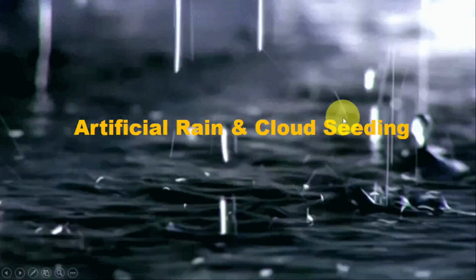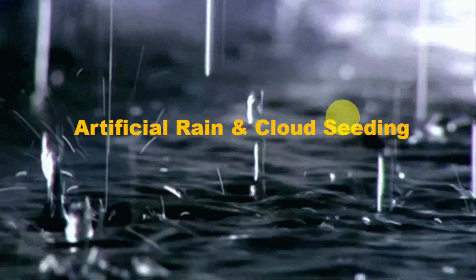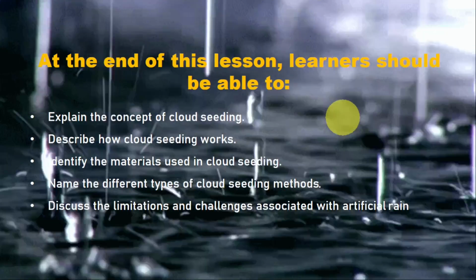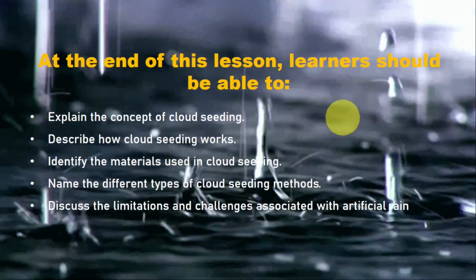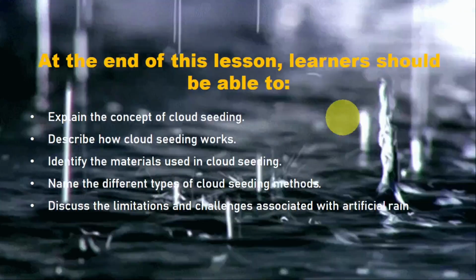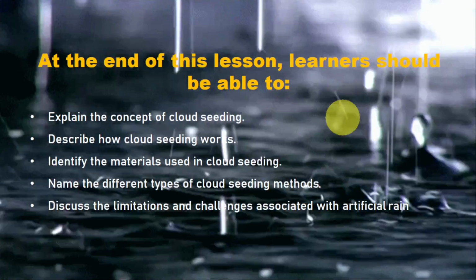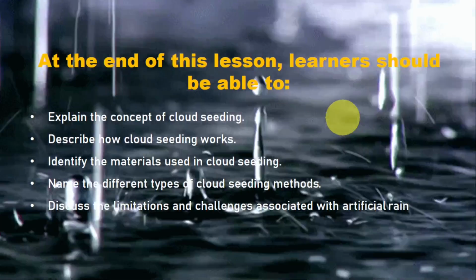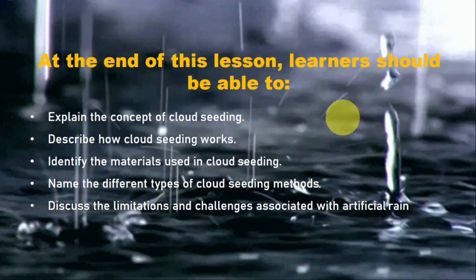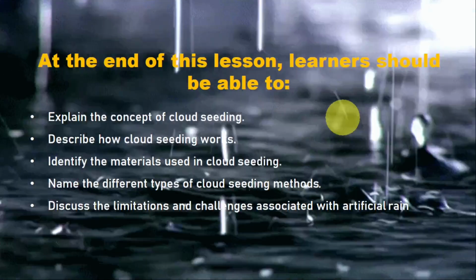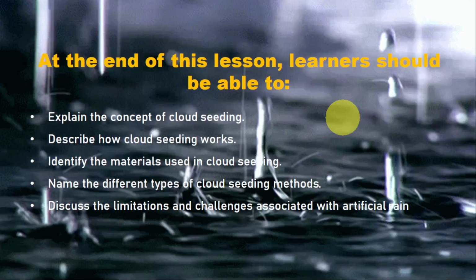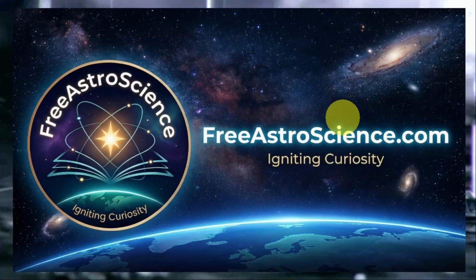So today we are going to be learning about artificial rain and cloud seeding. At the end of these lessons, you should be able to explain the concept of cloud seeding and describe how cloud seeding works. You should be able to identify the materials used in cloud seeding and also name the different types of cloud seeding methods we use. And finally, you should be able to discuss the limitations and challenges associated with artificial rainmaking.